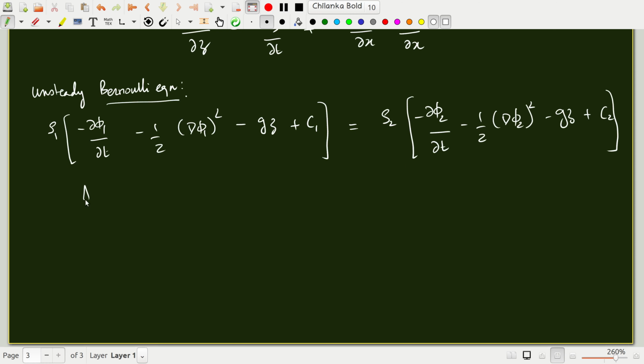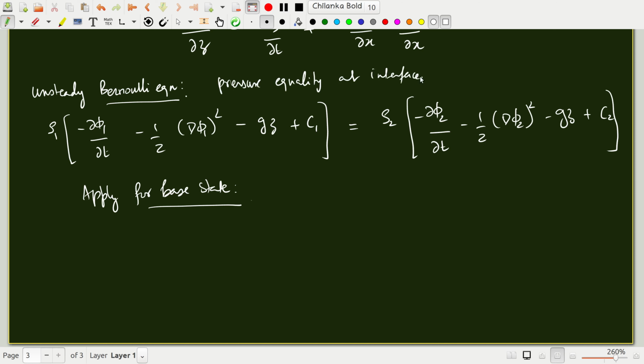Now let's apply this for the base state. In the base state, things are independent of time and z is 0, that is at the interface. This is the equality of pressure at the interface. I'm assuming zero surface tension, because with surface tension, like what we had done in the Rayleigh-Taylor instability, you have an additional curvature term. Just to save time of writing that, and we know how to do that, I'm going to assume zero surface tension, so pressure becomes equal for an inviscid fluid at the interface, at the perturbed interface.